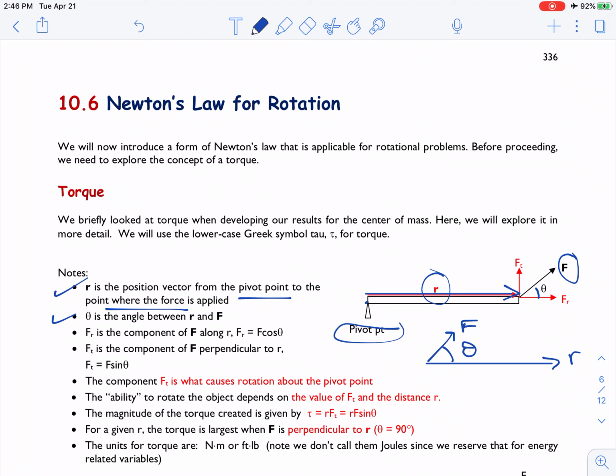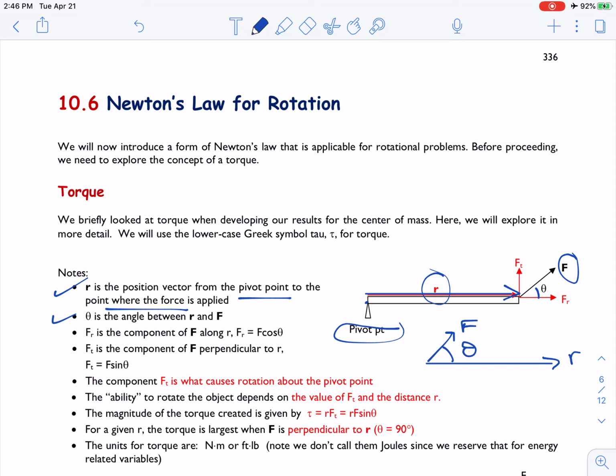Just like we did for work done, when we talked about the dot product, it was F dot D, and we needed to find the angle between those two. That was the dot product. This is not going to be the dot product. We'll talk about that.